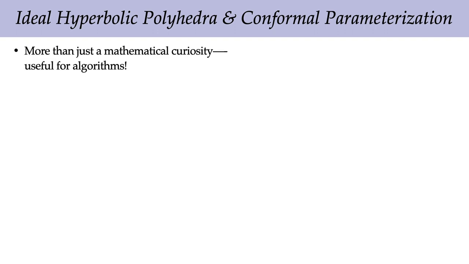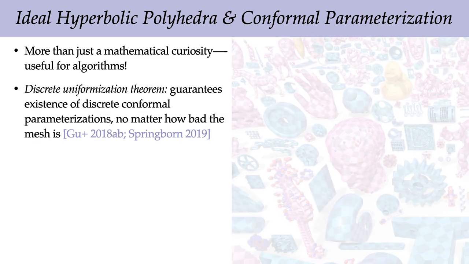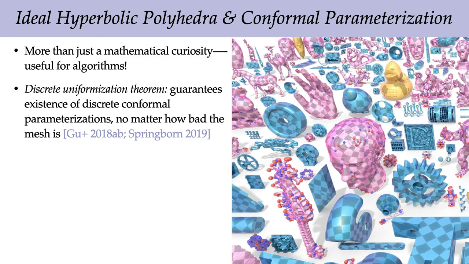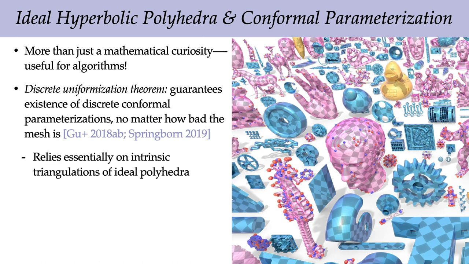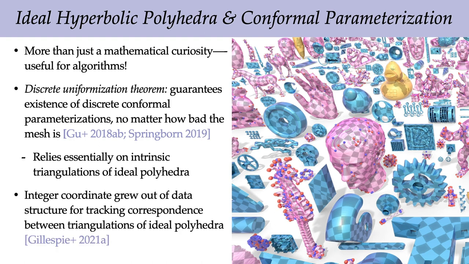And ideal polyhedra are more than just a mathematical curiosity. They're useful for algorithms too. There's a recent discrete uniformization theorem, which guarantees that you can always compute a discrete conformal parameterization of a mesh, no matter how low quality the input triangulation is. Although it sounds unrelated to hyperbolic geometry, this theorem and the accompanying algorithm depend essentially on ideal polyhedra in many of the intermediate steps. And the integer coordinate representation of intrinsic triangulations actually grew out of a data structure that we first used to track correspondence between triangulations of ideal polyhedra.